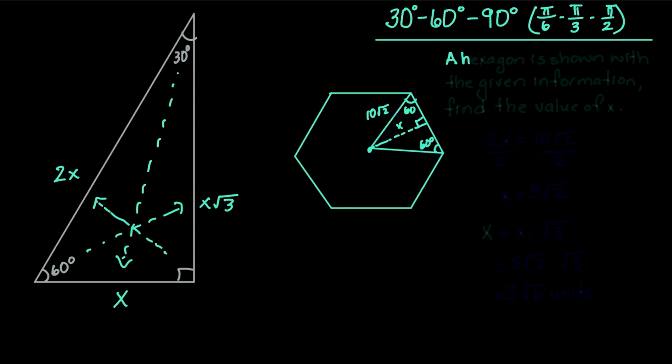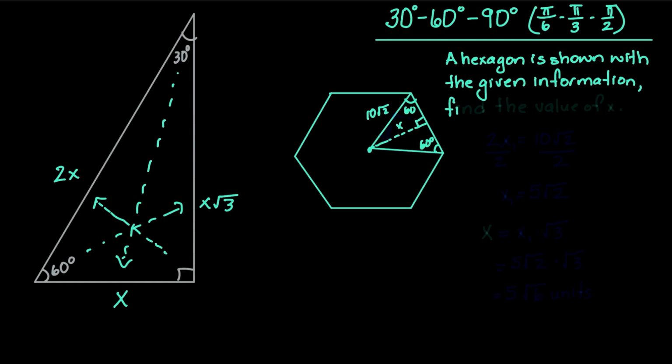A hexagon is shown with the given information. Find the value of x. So let's look at what information is given.